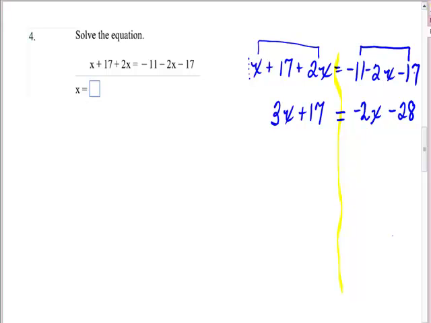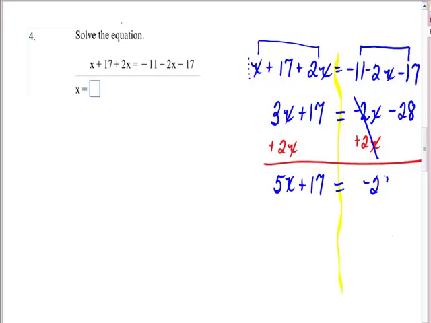Simplifying's over. Do you have x's on both sides? Yes. I'm going to get rid of the smaller, and we've decided that negatives are smaller than positives, so I'm going to add 2x, which means I have to add 2x over here. That gives me 5x plus 17 is equal to negative 28.